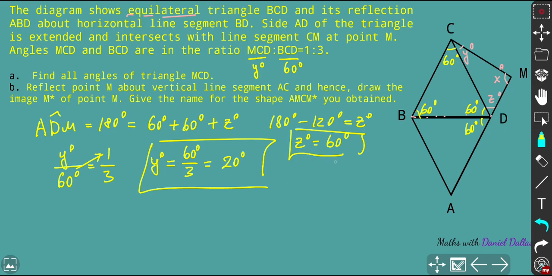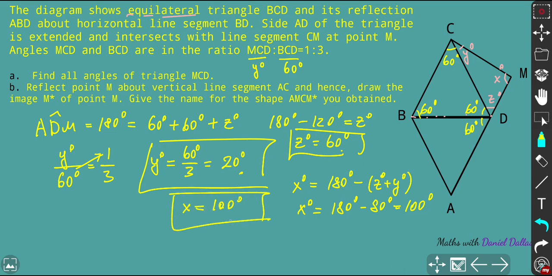The angle x can be found by subtracting those two from 180 degrees. That means it's 180 minus (z plus y). So angle x is going to be 180 minus the sum, which gives 80 degrees, and that means we can find this angle x as being equal to 100 degrees. All right, so we accomplished part A, and it's done. Let's move on to part B.